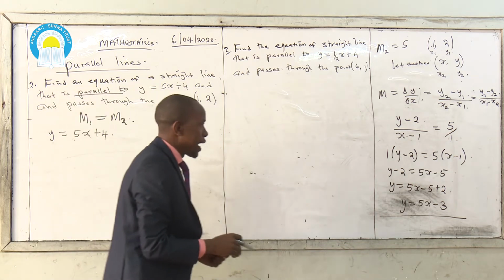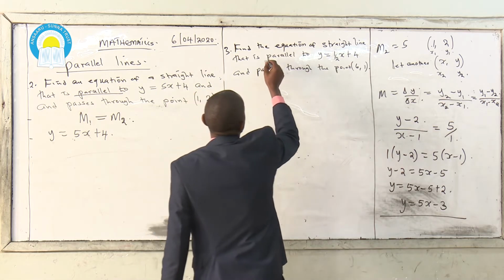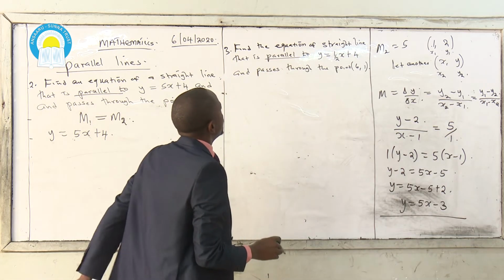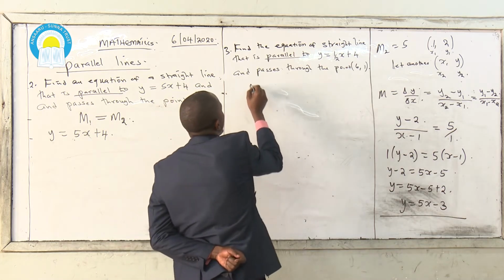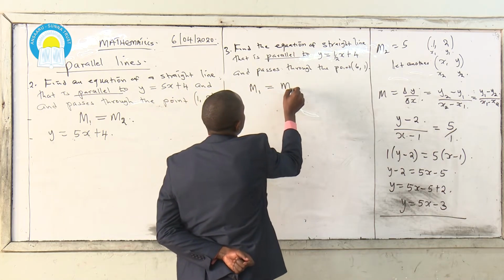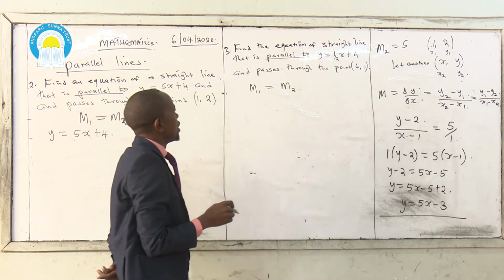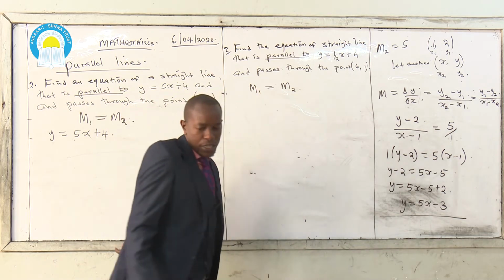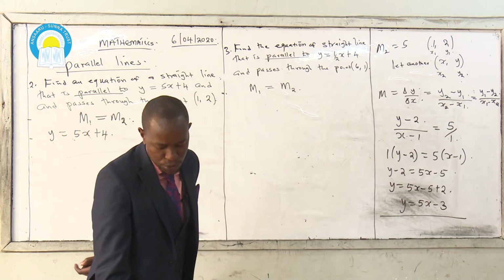Now, the point here is the fact that it is parallel to. When it's parallel to, it means M1 should be equal to M2. That is the tool we use in parallel lines: M1 is equal to M2.